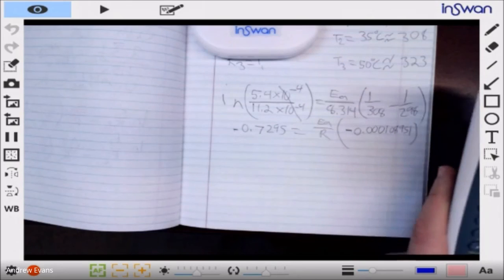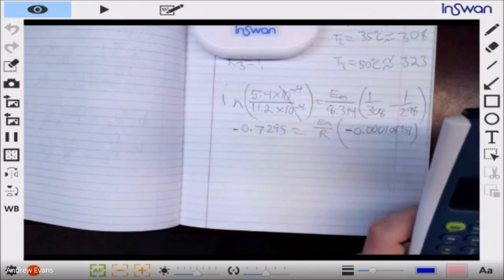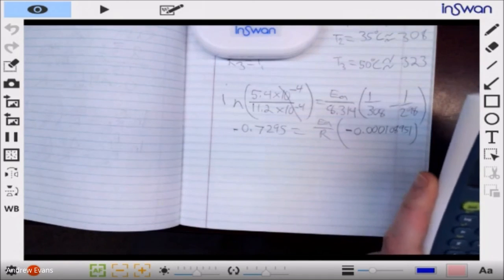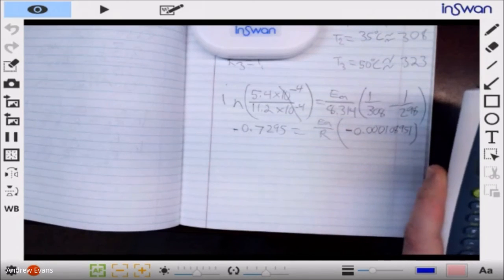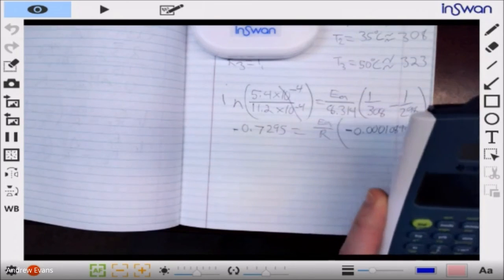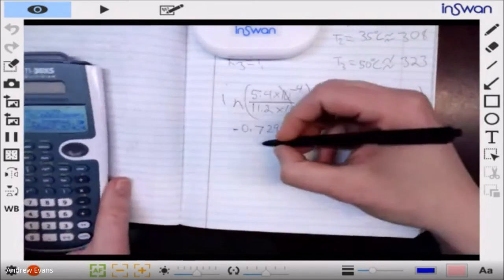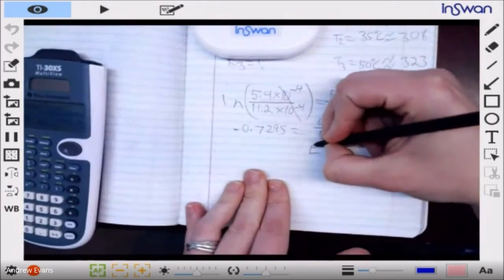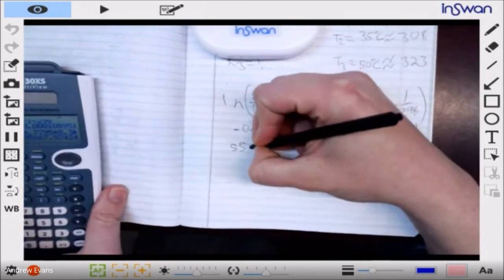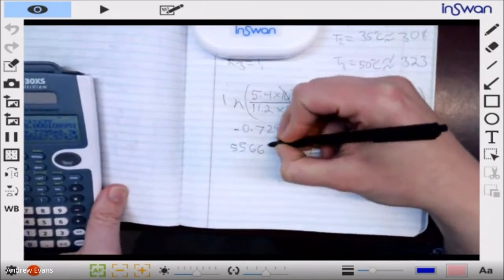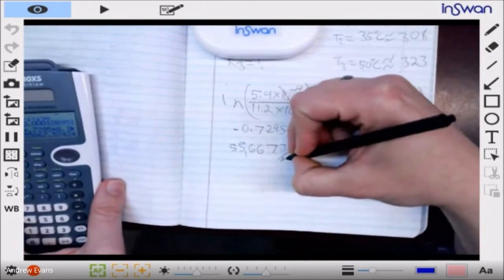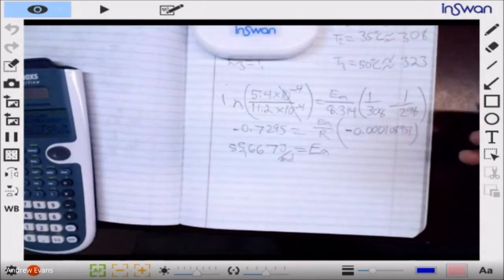So we're going to take our first number, 0.7295, and multiply by our 8.314. Our activation energy, Ea, becomes 55667 joules per mole. You may say, that is a big number.